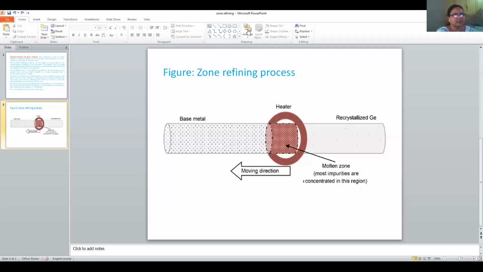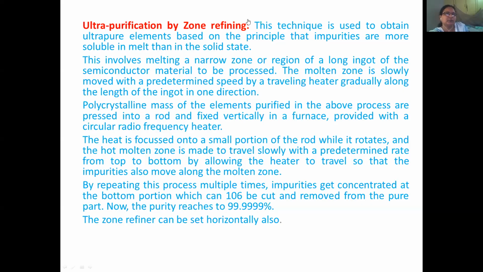that is preparation of semiconductors by using zone refining technique. So this preparation or manufacturing of semiconductors is done by three methods. First one is zone refining, second is Czochralski crystal pulling technique, and third one is doping. So first we study about zone refining.